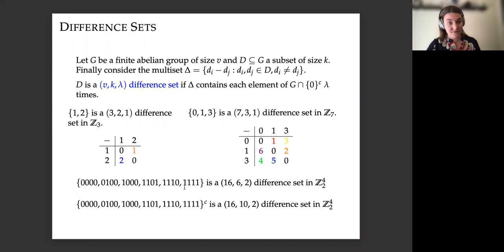And if we look at all the differences, we hit each non-identity element exactly twice. And anytime you take the complement of a difference set, you get a difference set. The complement of this is a 16, 10, 2 difference set in the same group.